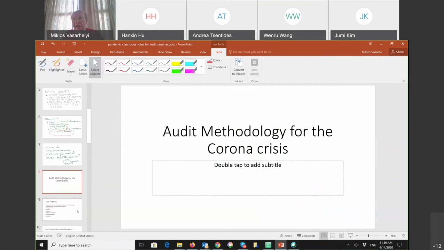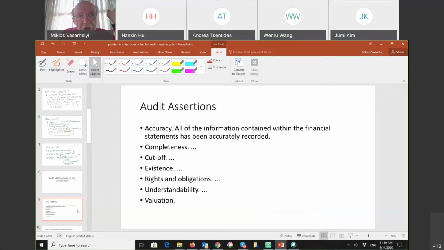To finish up, I brought in some of the things we do. When you are doing an audit, you make assertions that the information they're using is correct, that you are picking up the full information, that the information is from this period, not next period, that the actual thing exists and is not just made up, and so on.